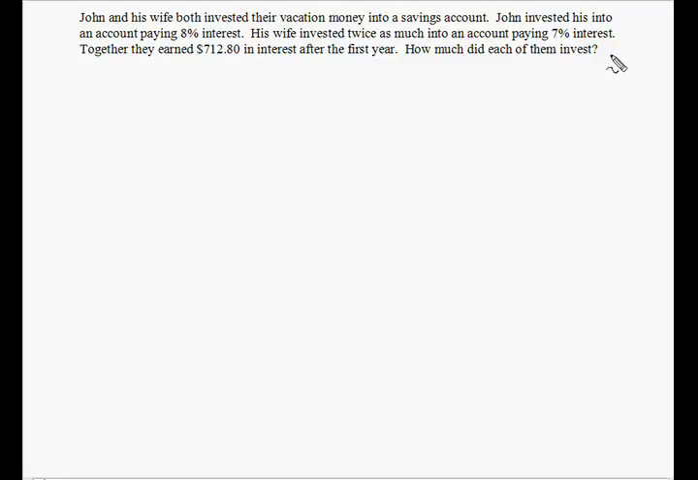So for this word problem, this investment problem, we don't know how much money was invested to begin with. We have John's money plus his wife's money is the total money invested. His wife's money was twice as much as John's, so we call that a 2J, and that's the total amount invested. Well, that equation doesn't do us a whole lot of good. Let's look at the second equation that involves values.